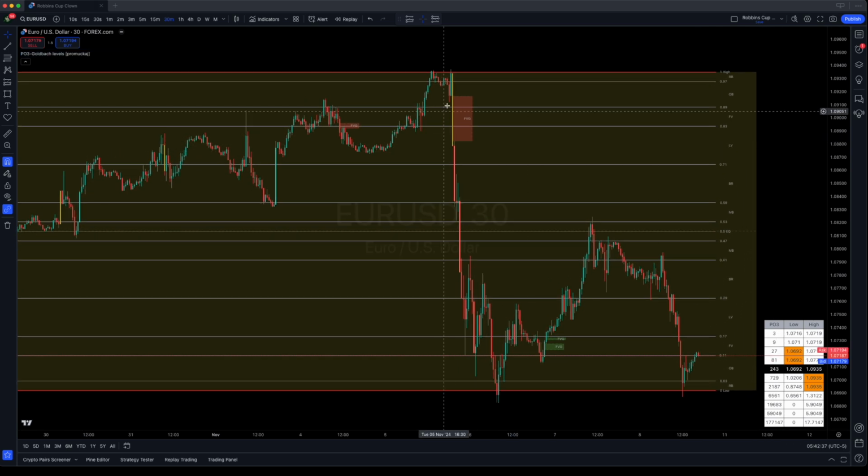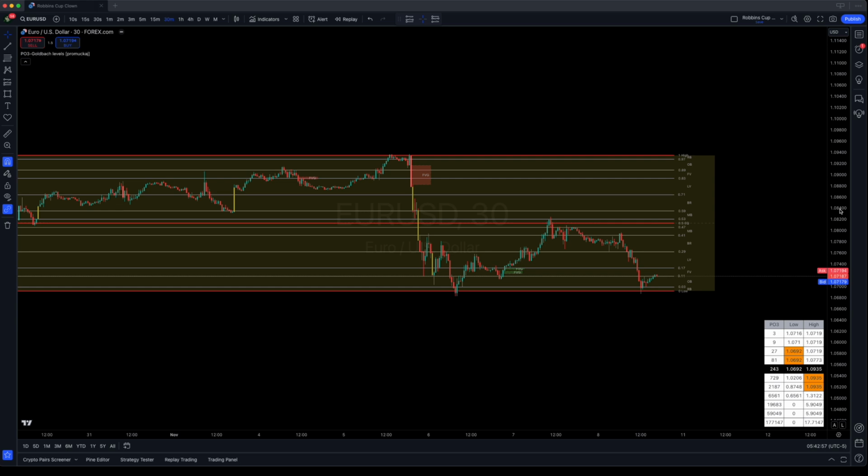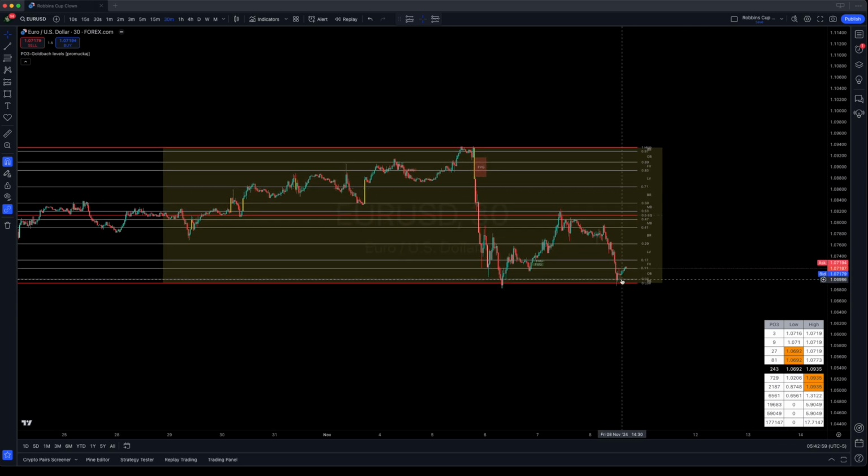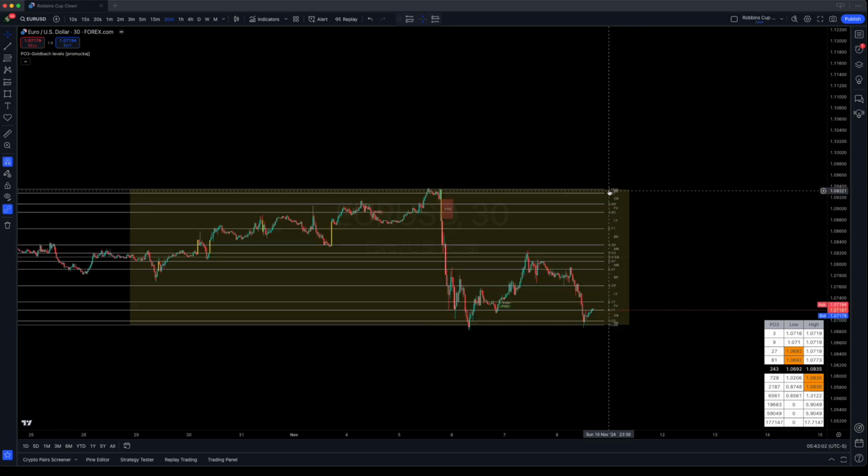Now, in this case, there was no algo 1 or algo 2 running. This may have been a violent reaction off of news, but even news will only run the Goldbach dealing ranges. Okay. Now, what happens when price leaves this dealing range and goes higher or lower? When price leaves the dealing range, the size of the dealing range stays the same.